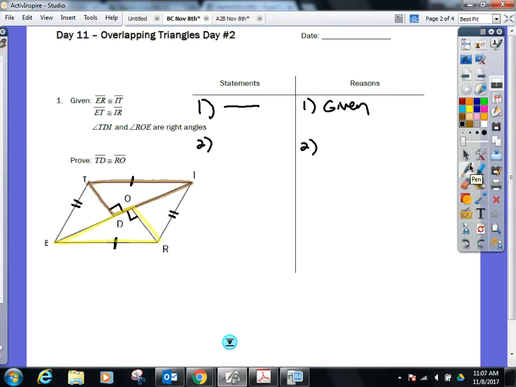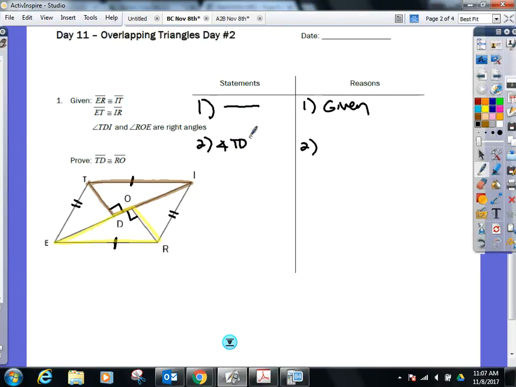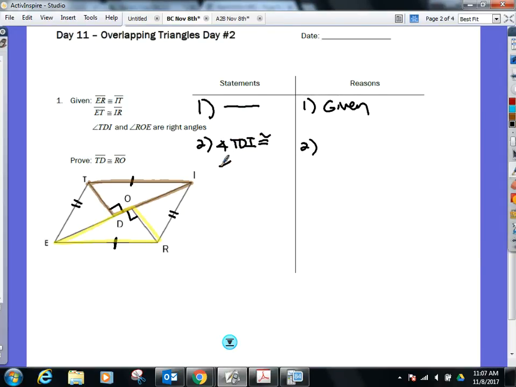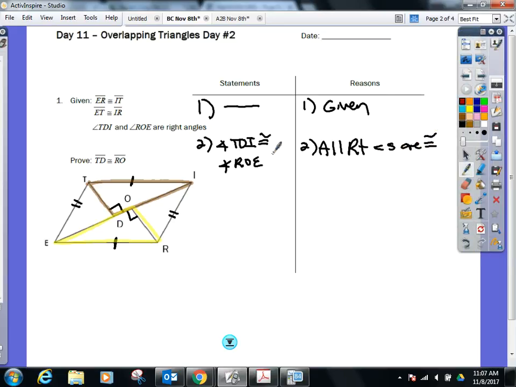What do you already know as far as sides and angles? Rachel, what do we already know? They're congruent because they are? All right angles are congruent. So we have at least a pair of angles. So angle TDI is congruent to angle ROE. All right angles are congruent. All right, Rachel got us a pair of angles.